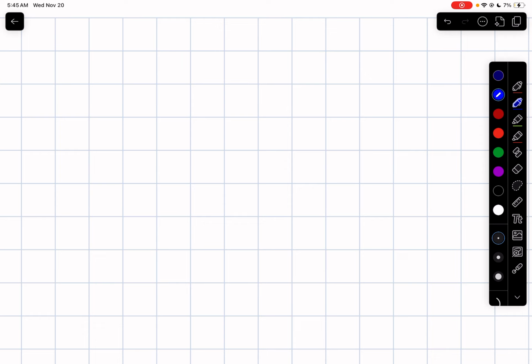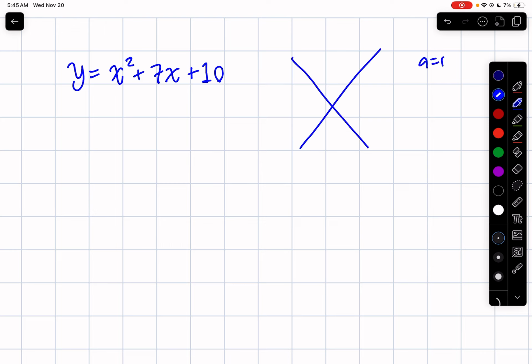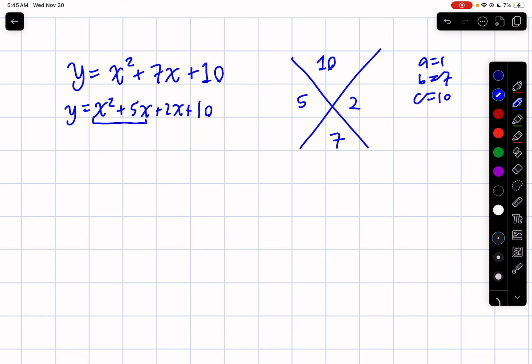Okay, let's go: y equals x squared plus 7x plus 10. And I want us to solve this by factoring. So I know that my a is 1, b is 7, c is 10. So we're looking for numbers that multiply to 10 and add up to 7. That's got to be 5 and 2. So y is equal to x squared plus 5x plus 2x plus 10. Group it up. We get y equals x times (x plus 5) plus 2 times (x plus 5).